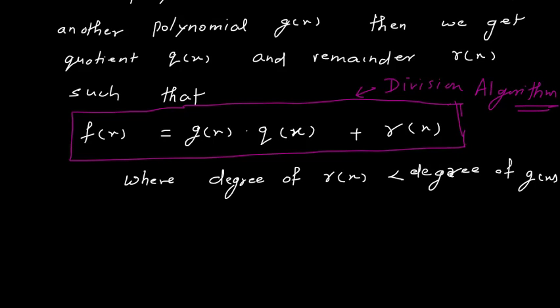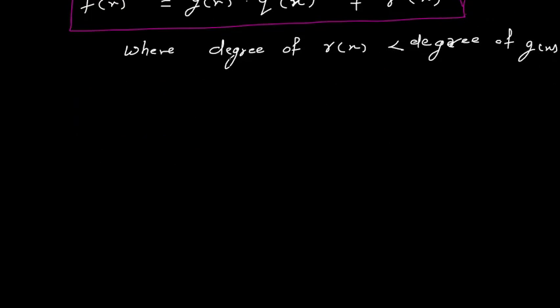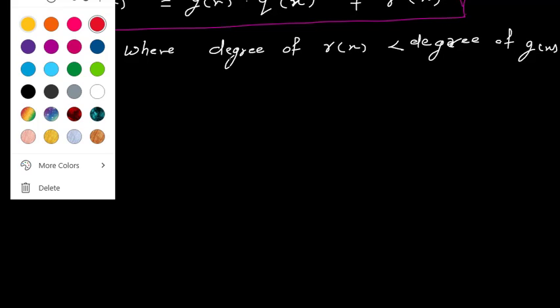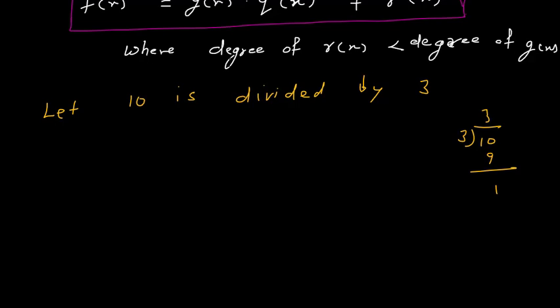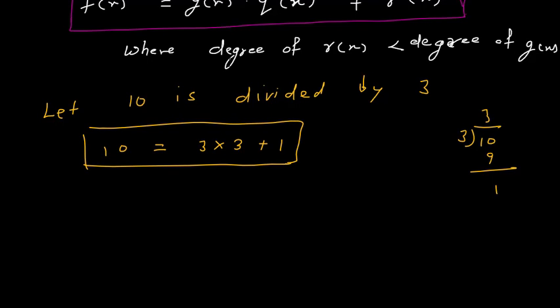Now, in the case of numbers, we have already seen these kinds of things. Let me take an example of a number. Let 10 be divided by 3. Then when we divide 10 by 3, what do we get? 3 3s are 9, and we get 1. So here we write 10 equals 3 into 3 plus 1. Okay, this you have used in your class.